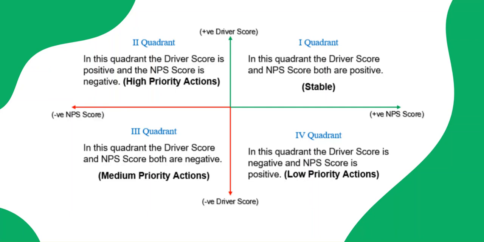Quadrant 3, we consider medium priority actions. In this quadrant, the driver score and the NPS score are both negative. Improving that NPS score will have a moderate effect on the overall NPS score. And finally, quadrant 4. This quadrant is for low priority actions, where the driver score is negative, yet the overall score is positive.